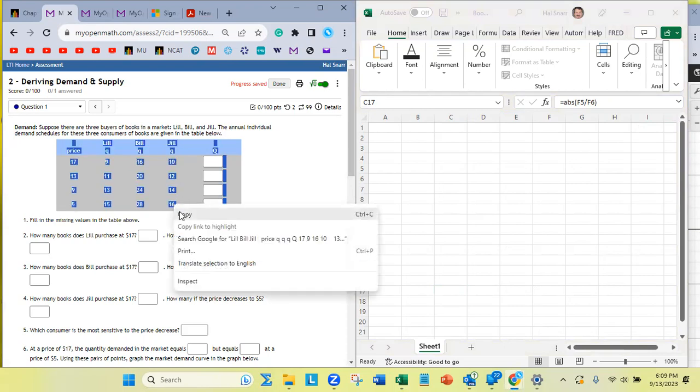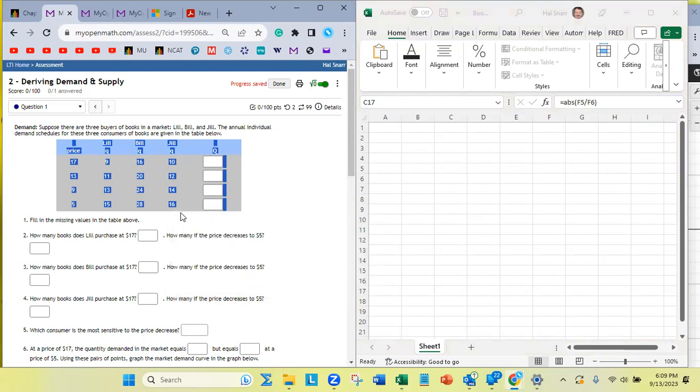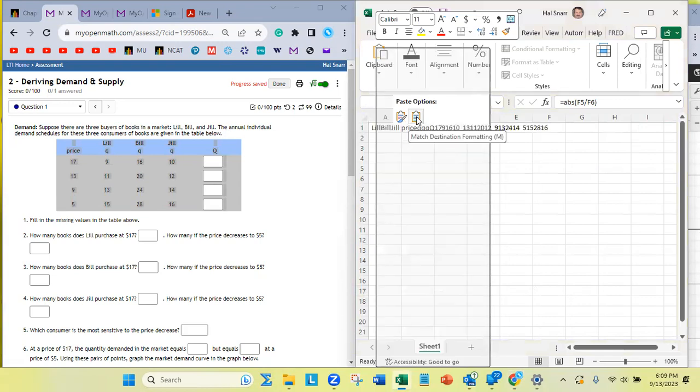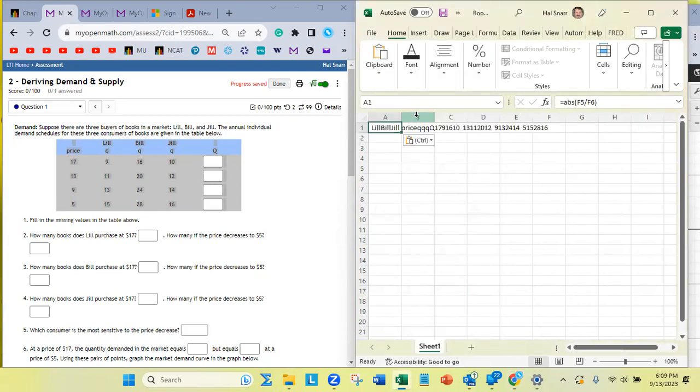Right click or 2-finger click on a mouse laptop, copy. I'm going to come over here. I'm going to paste, and I'm going to pick match destination formatting. Now notice everything's in one cell here, right? So we can't analyze all the data in a table in one cell. So I'm going to delete this.